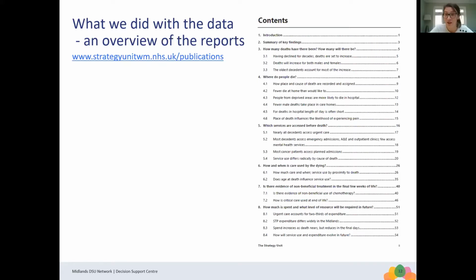So as I've mentioned, we did report in the Midlands, and in the following slides, they are at the Midlands level. I didn't want to pick a particular STP, so we're looking at everything at the Midlands level. It's just for adults. And it's all deaths that took place in 2018-19.